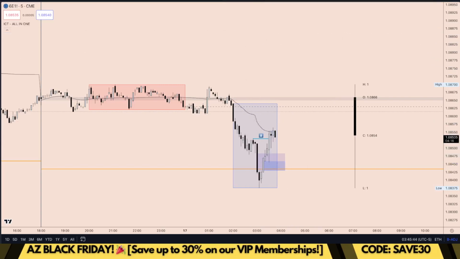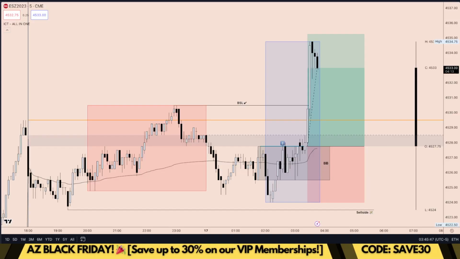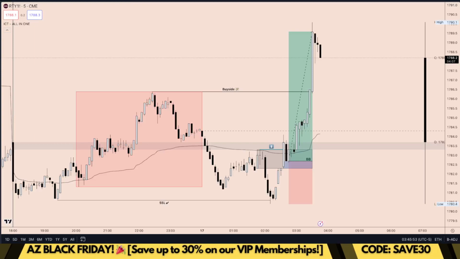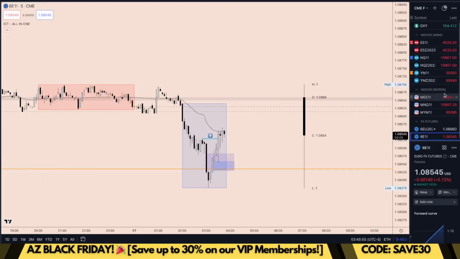20 pips. YM is now pulling back. Yes, it's doing the same thing. Wouldn't have hit our 2-to-1 just yet. RTY, that, and let's go back to NQ.